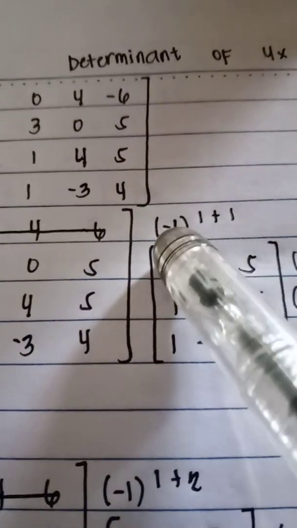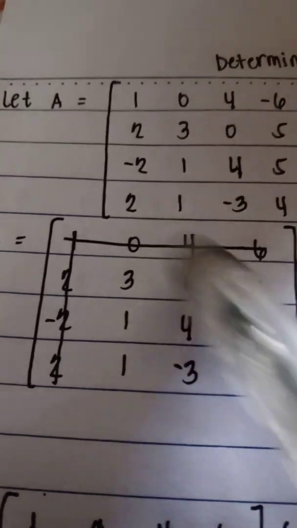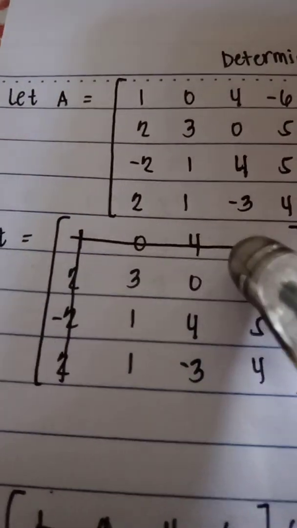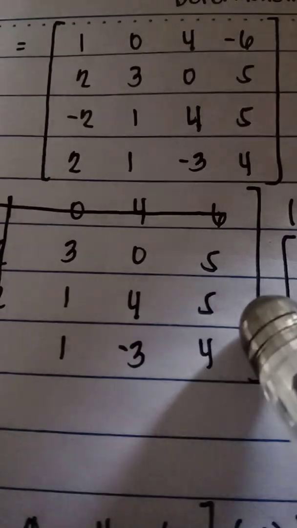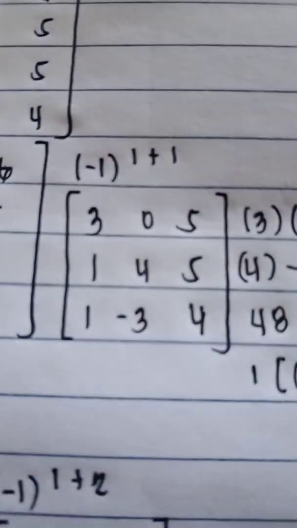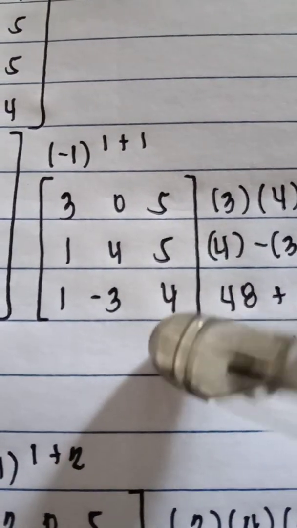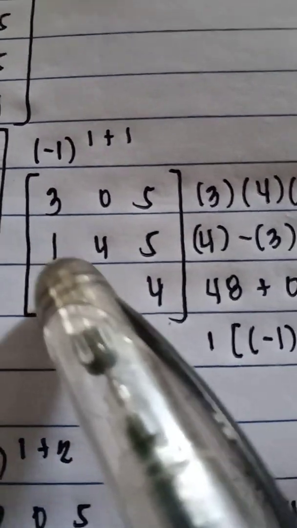So negative 1 to the power of 1 plus 1. Why 1 plus 1? Because we first eliminate the first row and the first column. So the remaining numbers are 3, 0, 5, 1, 4, 5, 1, negative 3, and 4. So as you can see, it became a 3x3 matrix, right? So first, what we will do is get the determinant of this matrix. So we will use the basket style.